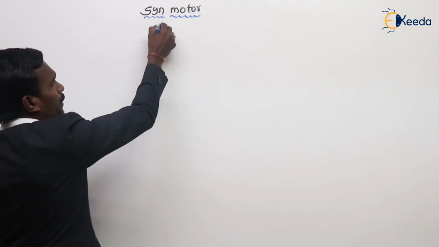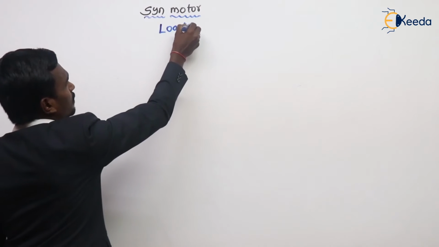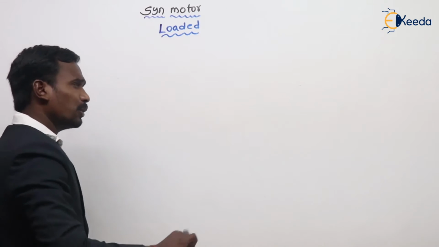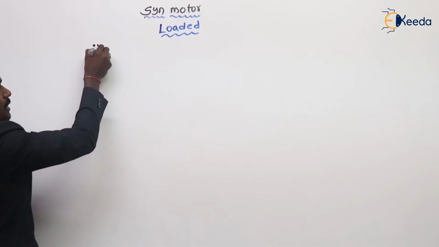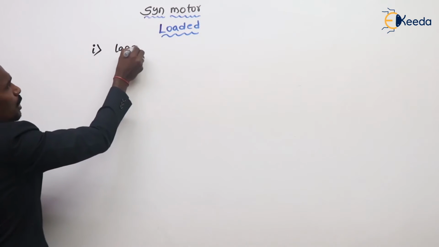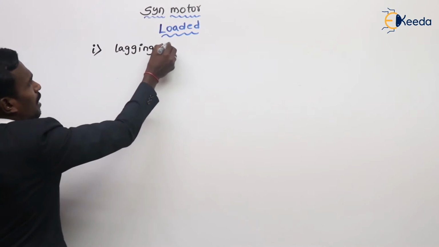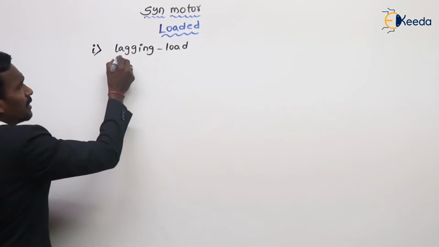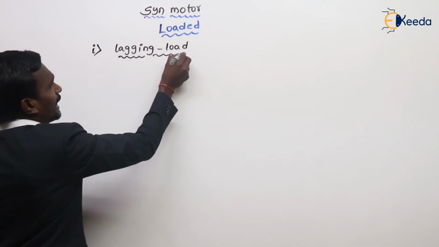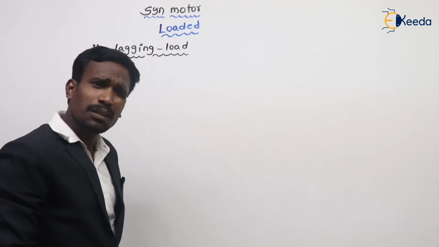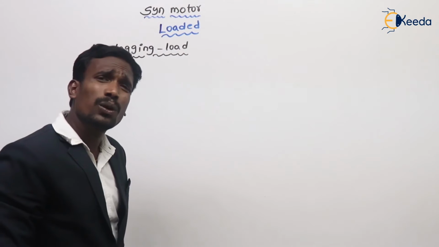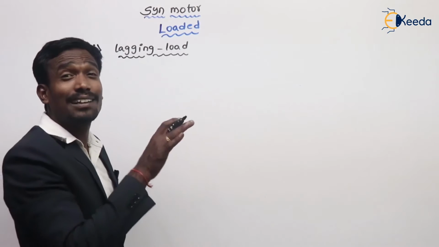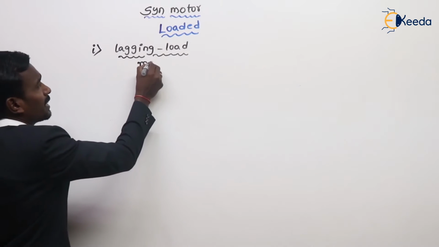Now the loaded synchronous motor. For example, I will give you case 1, and the remaining you have to draw. Case 1: lagging load. I am drawing for the lagging load. See here, synchronous motor at lagging load. Lagging load means magnetizing or demagnetizing. For a synchronous motor, lagging load means magnetization only.